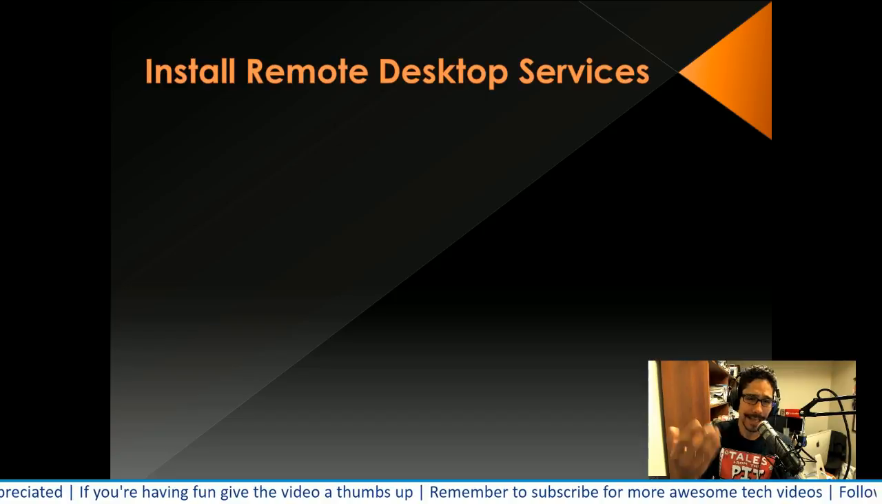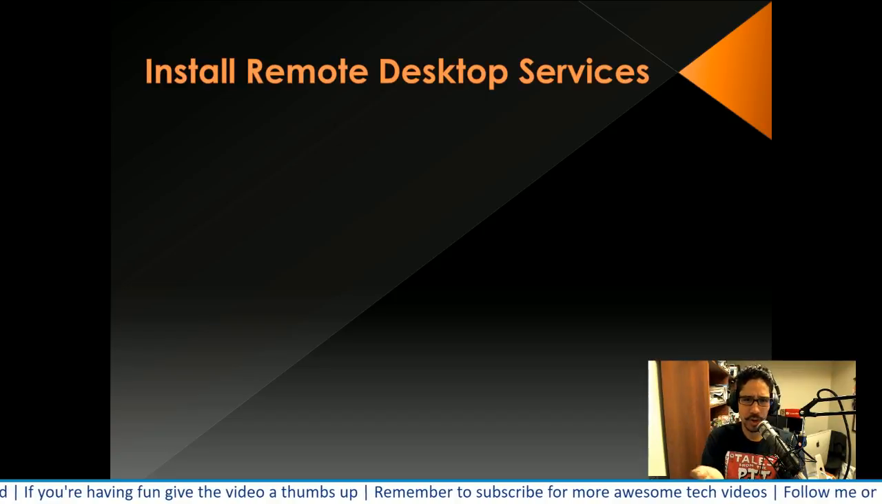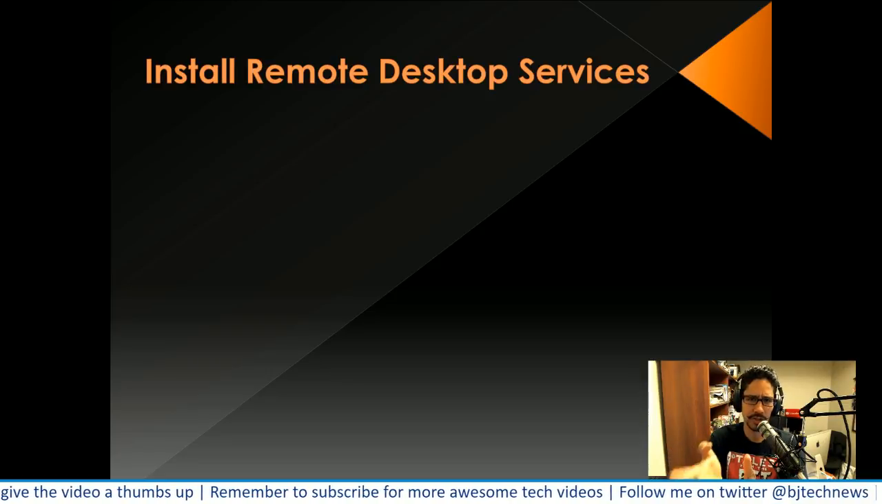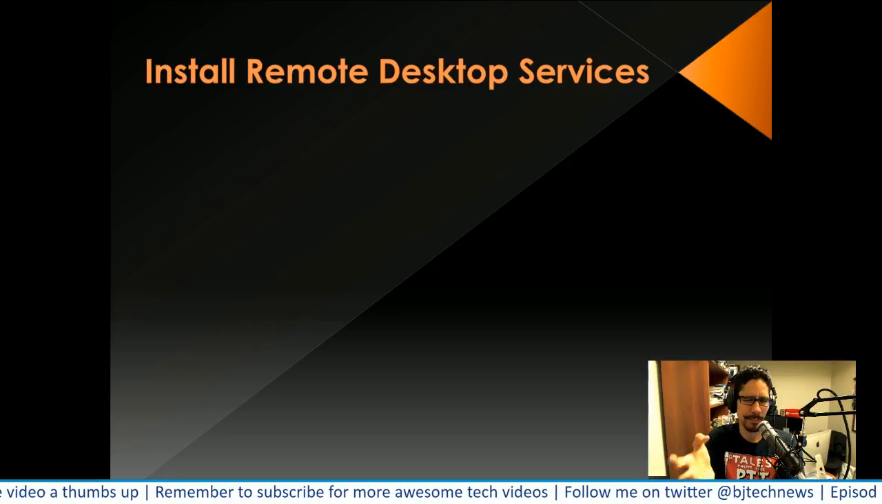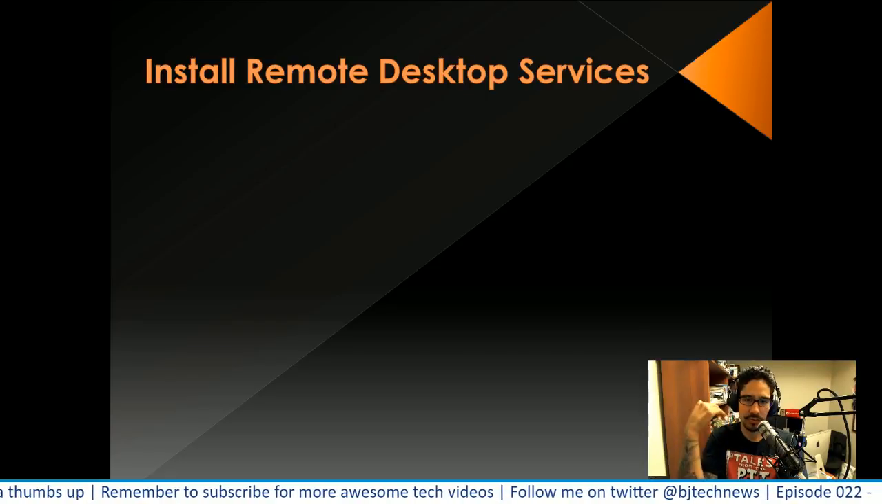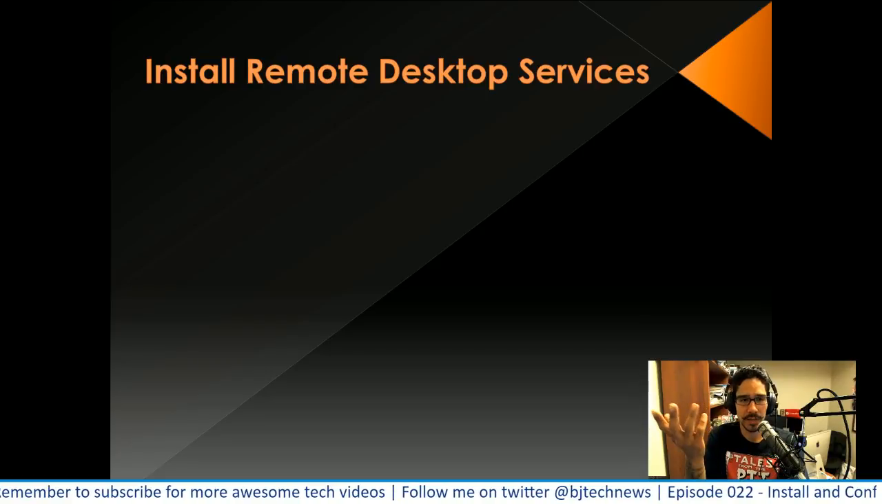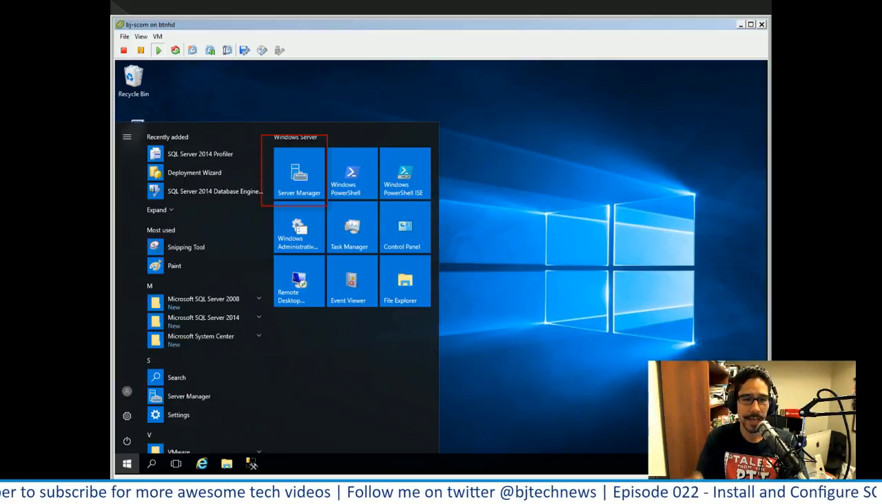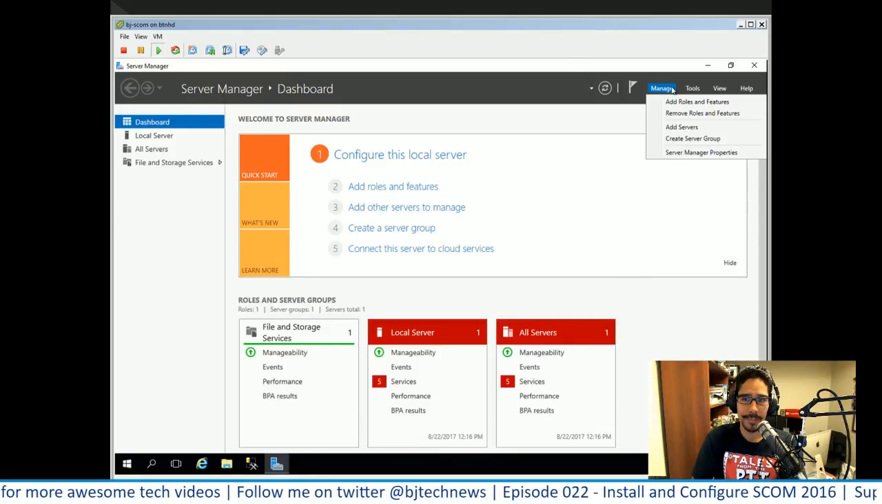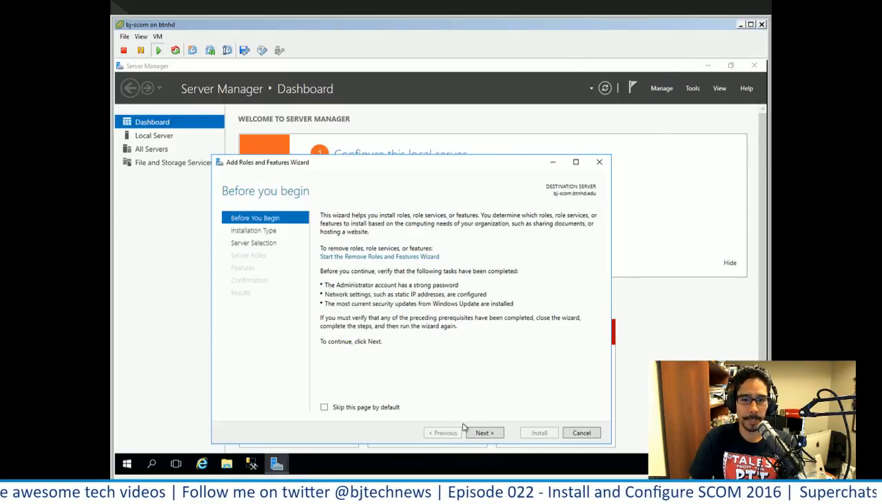So the next thing that you need to do is install Remote Desktop Services. Now, I found it kind of weird that you needed RDS for SCOM, but those are the instructions within the TechNet blog site. I'm still reading the instructions to figure out why you need RDS, but it's really easy to install. Within your server, go into Server Manager, Manage, Add Roles and Features, click on next.